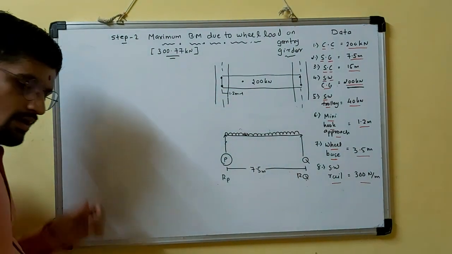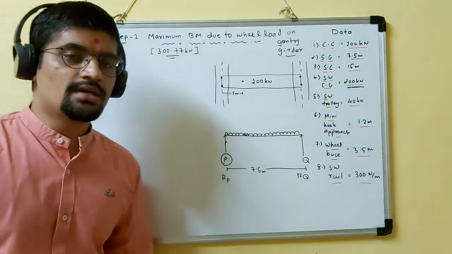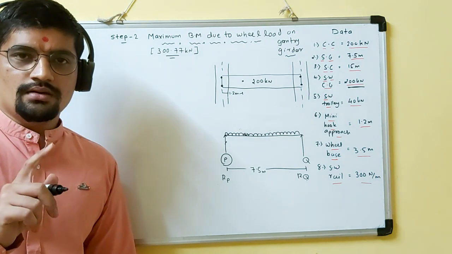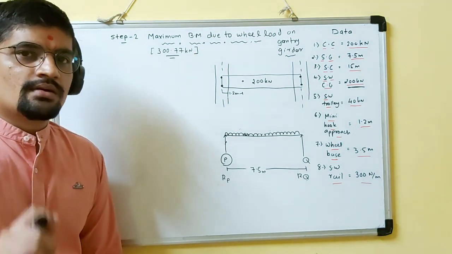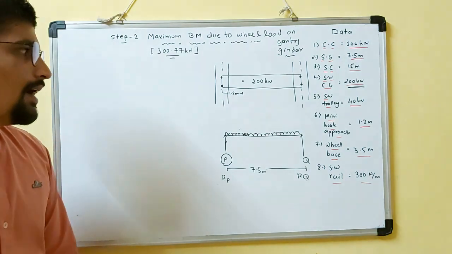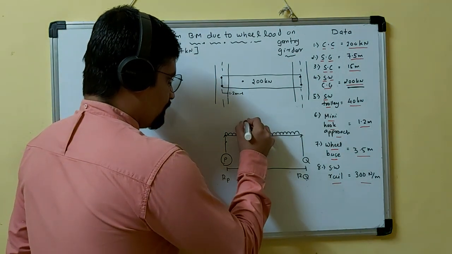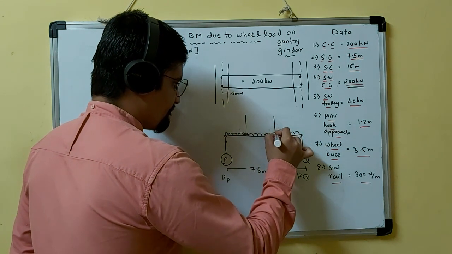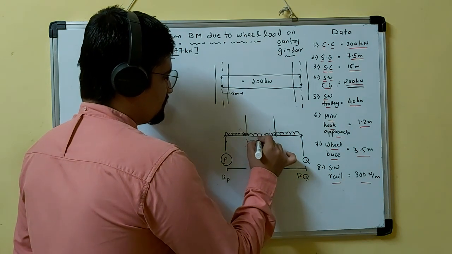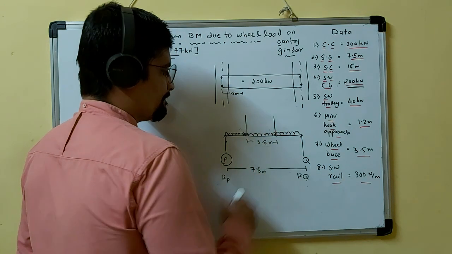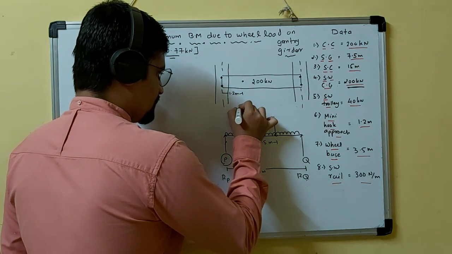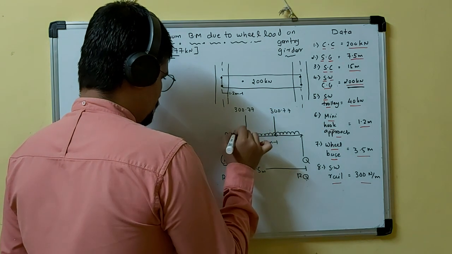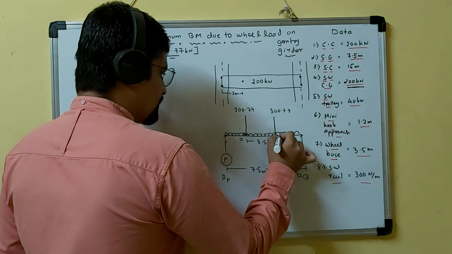Now we have found the maximum load is 300.77 kilonewton, and each wheel of the crane girder will take 300.77 kilonewton. Now let us consider that these are the wheels of the crane girder. The wheel base is 3.5 meter. This is 300.77 and this is also 300.77 kilonewton. I name the distances small a and small b.